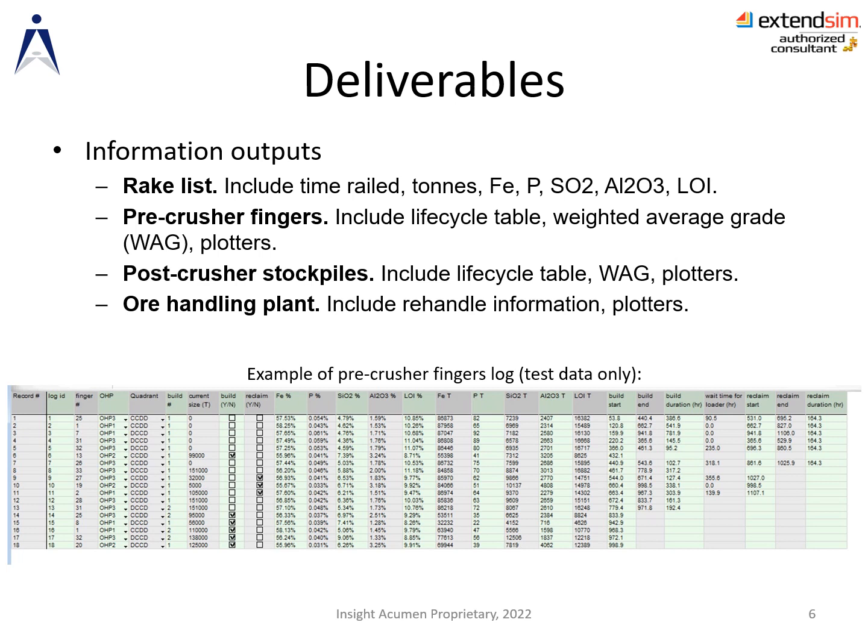Also included in the outputs, pre-crusher fingers, and this included life cycle tables, weighted average grade, and plotters. For post-crusher stockpiles, we included life cycle table, the weighted average grade, and plotters. And on the ore handling plant, we included rehandling information and plotters.